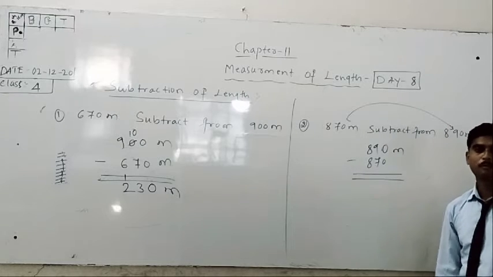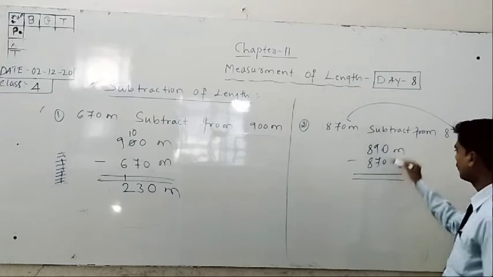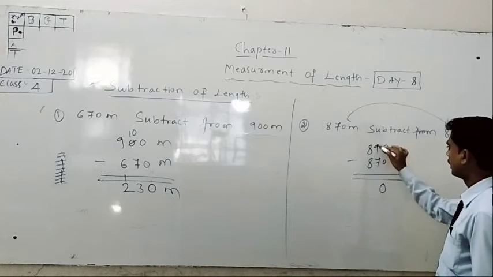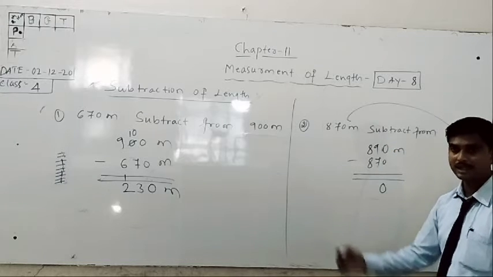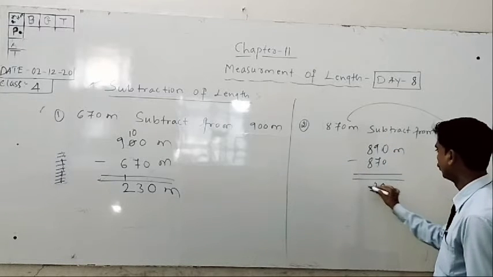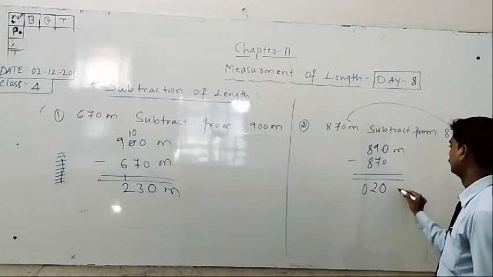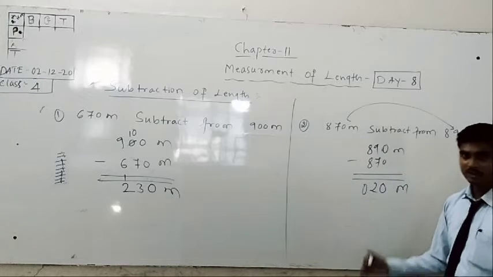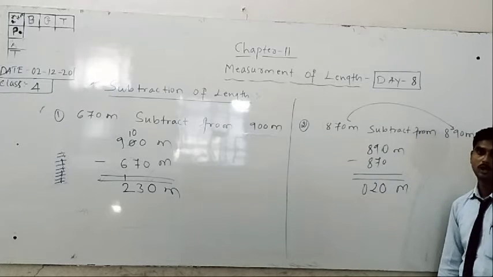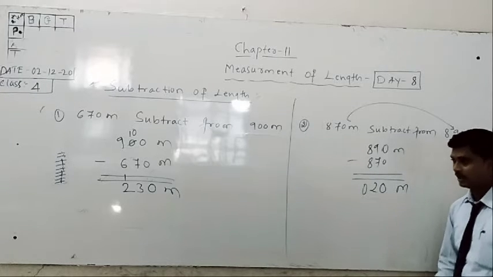Compulsory, write the numbers properly. 0 minus 0 is 0 only. 9 minus 7 is 2. 8 minus 8 is 0. Then how much remaining? 20 meter only remaining. Okay.